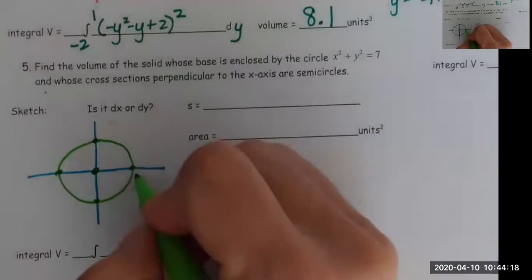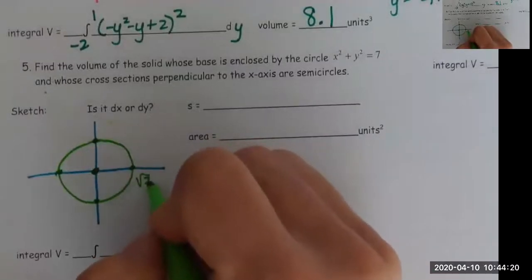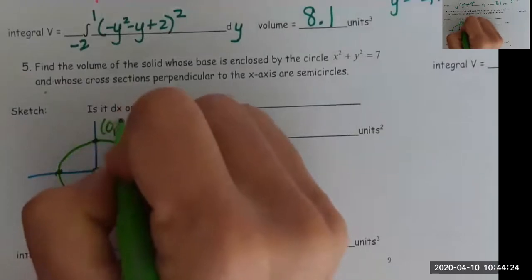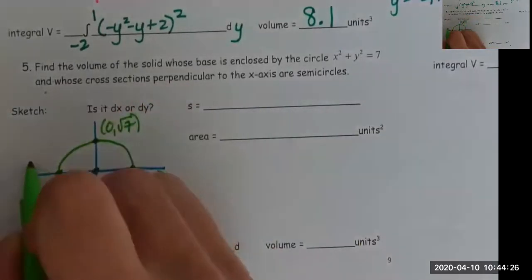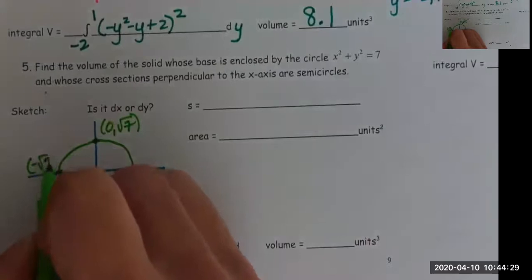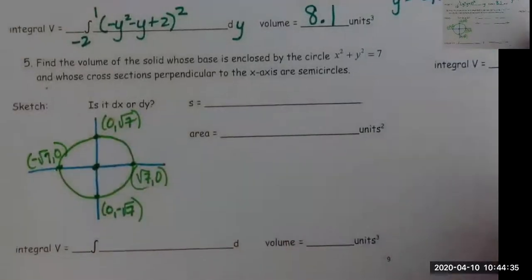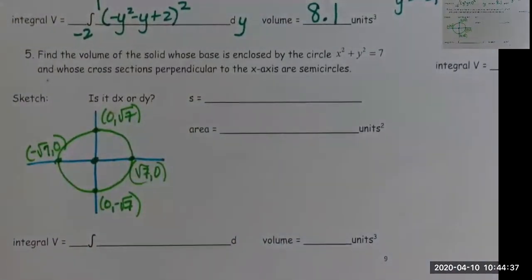Okay, so we know that this point is the square root of 7, 0, and this is 0, the square root of 7. This will help us just a little bit thinking about it this way. And like I said, all of your circles are going to be centered around the origin, so we won't be mean and make you move them off to the side.